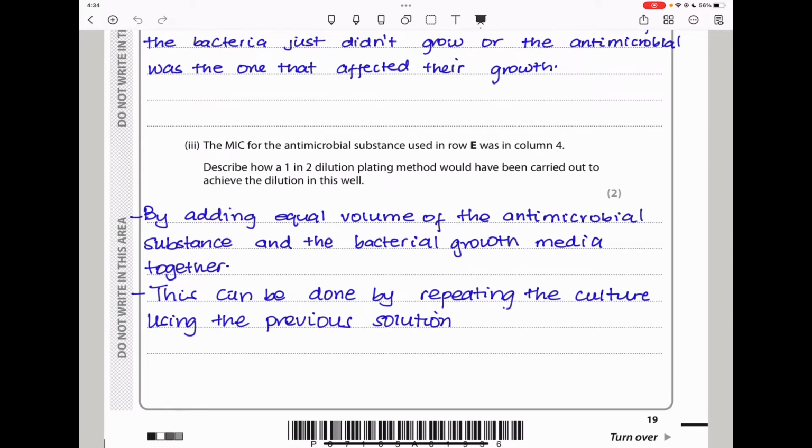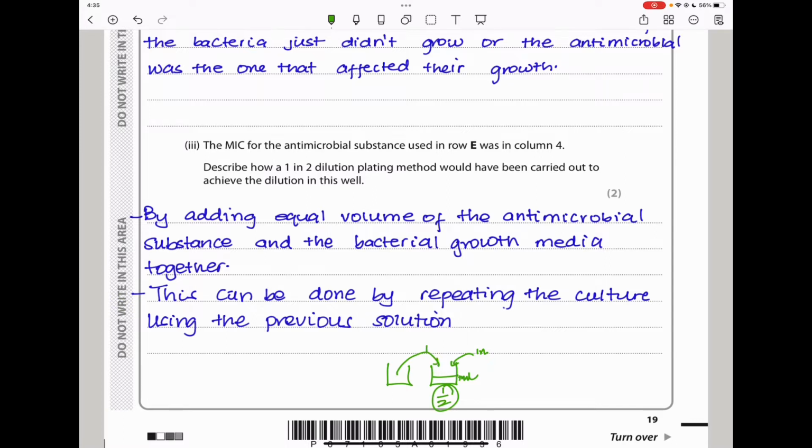So what we would have done is add an equal volume of the antimicrobial substance and the bacterial growth media together, and this can be done by repeating the culture using the previous solution. So if you had a previous solution here, you take that, put half in here, and then if it's 1 ml, you add 1 ml like that. So this is going to be a 1:2 dilution. That will be a 1:2 dilution.